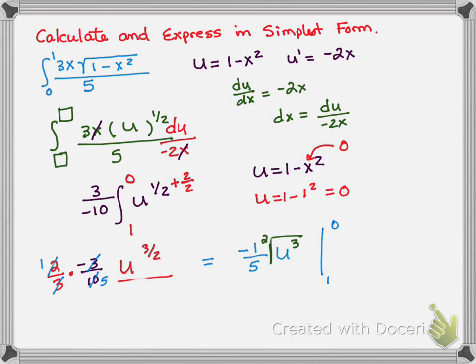Now I can plug in my limits. Negative 1 over 5 square root of 0 cubed minus negative 1 over 5 square root of 1 cubed. Of course, the first term just goes to 0. Minus and a minus is a plus. And the square root of 1 is 1, cubed is 1. So I really just have 1/5 as my answer.